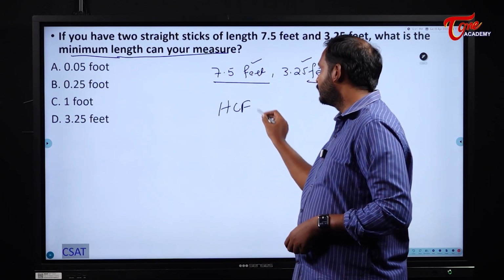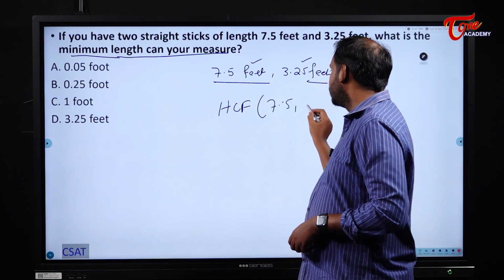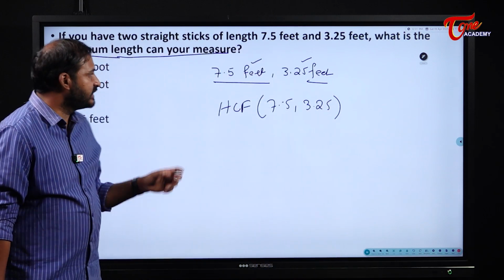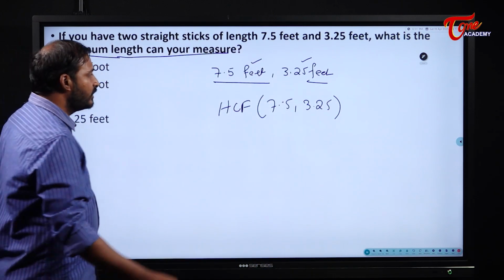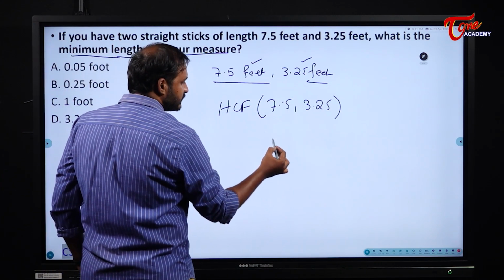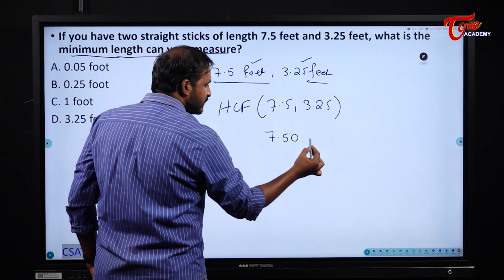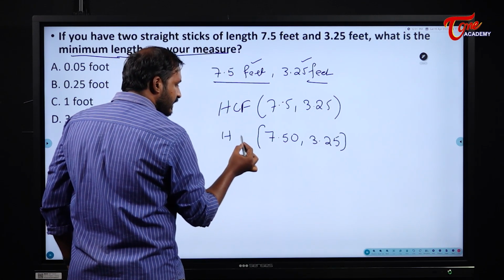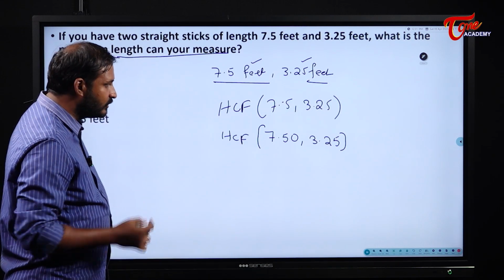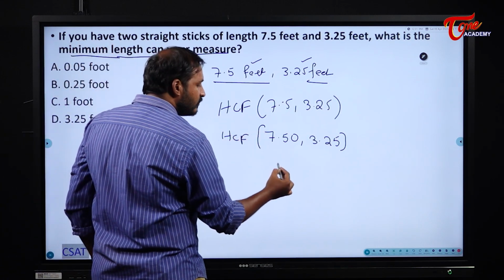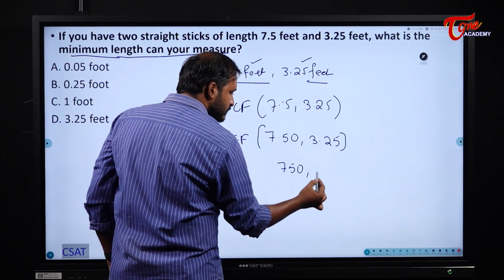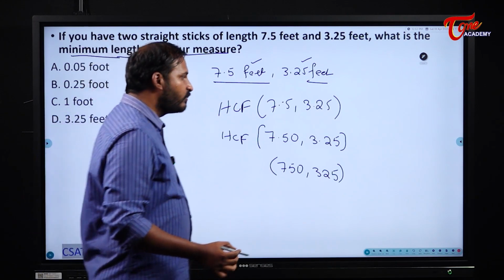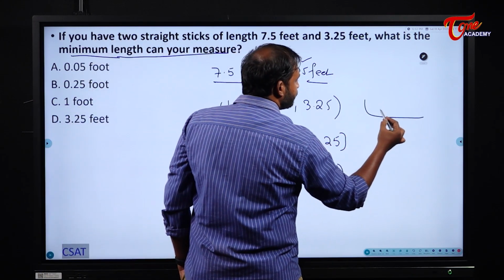HCF of 7.5 comma 3.25. Already I told you how we will find the HCF of decimals. Before that, I will write this as 7.50 and this as 3.25. After writing that, for the time being we ignore the decimal points. So the two numbers become 325 and 750.